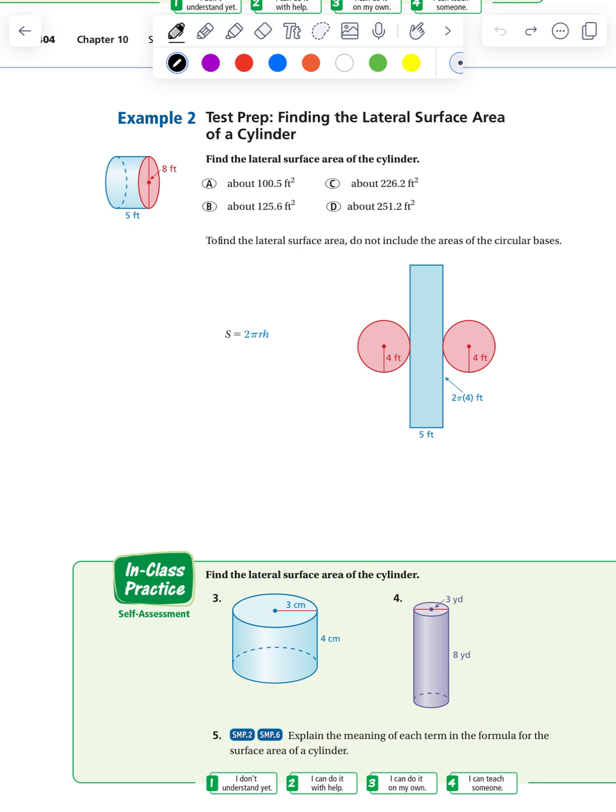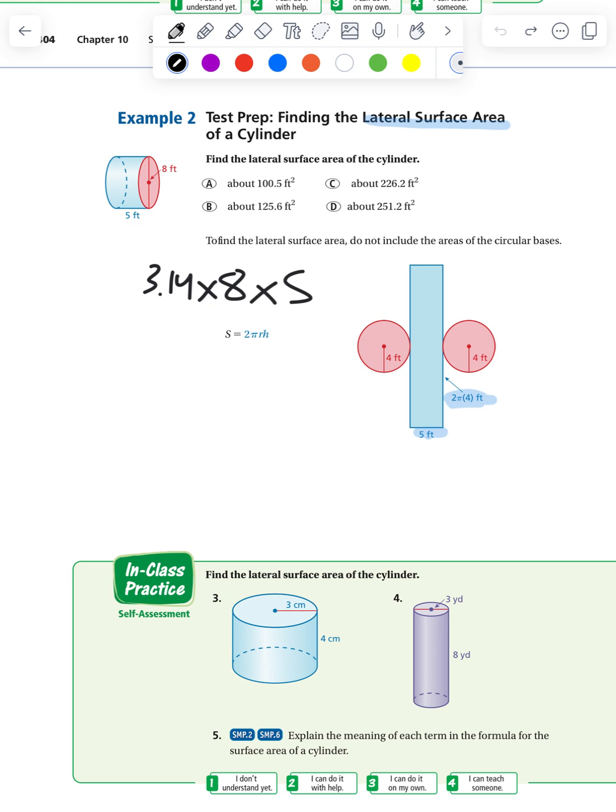All right, my next example is just finding the lateral surface area. Now, reminder, the lateral surface area is just the rectangle. So to find the lateral surface area, we don't find the circles, we just do the dimensions of that rectangle. So in this case, the circumference, or the length, times the height. So our first step would be to find the circumference, which is to do pi times diameter. So we have pi times diameter, and then we multiply that by the height.